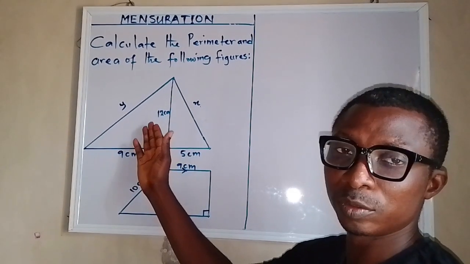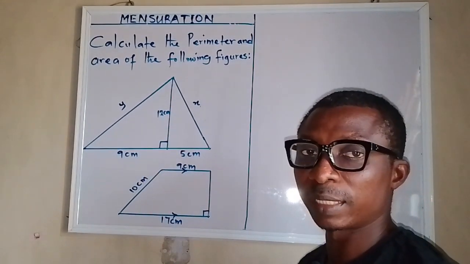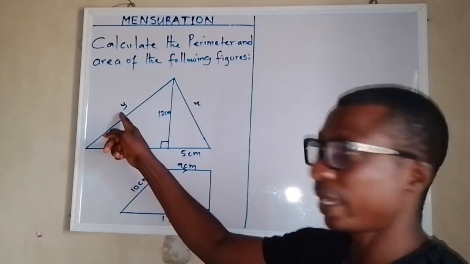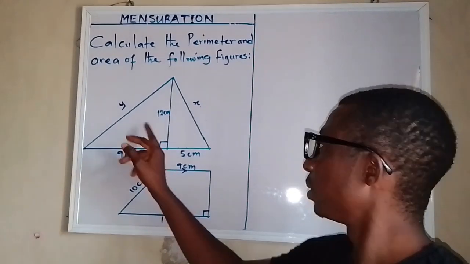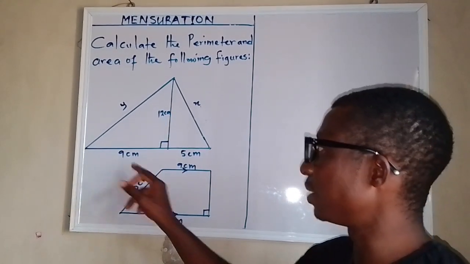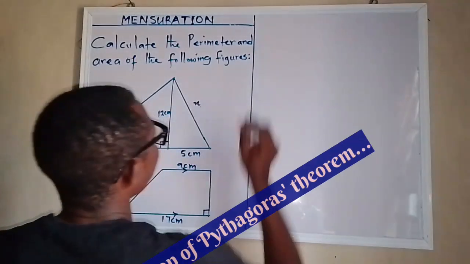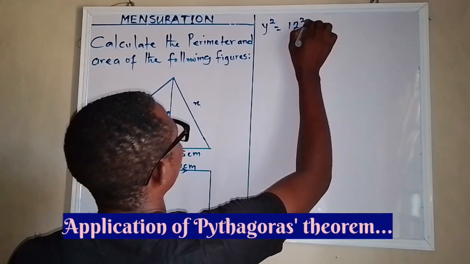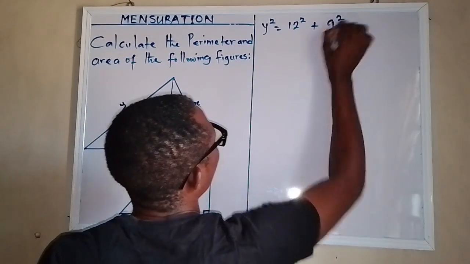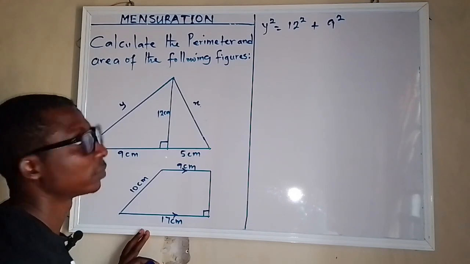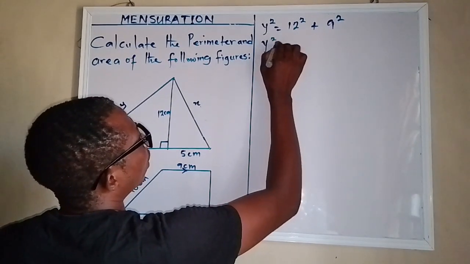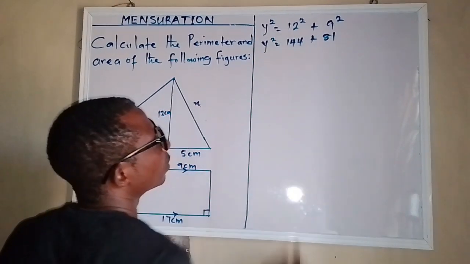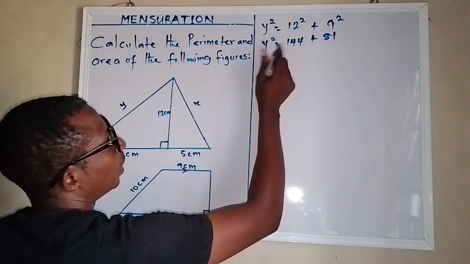So I'll be making use of Pythagoras theorem to get this y. This y is the hypotenuse, this is opposite, and this is adjacent. So we have y square equals 12 square plus 9 square, and then y square equals 144 plus 81. Alright, so we add this together.